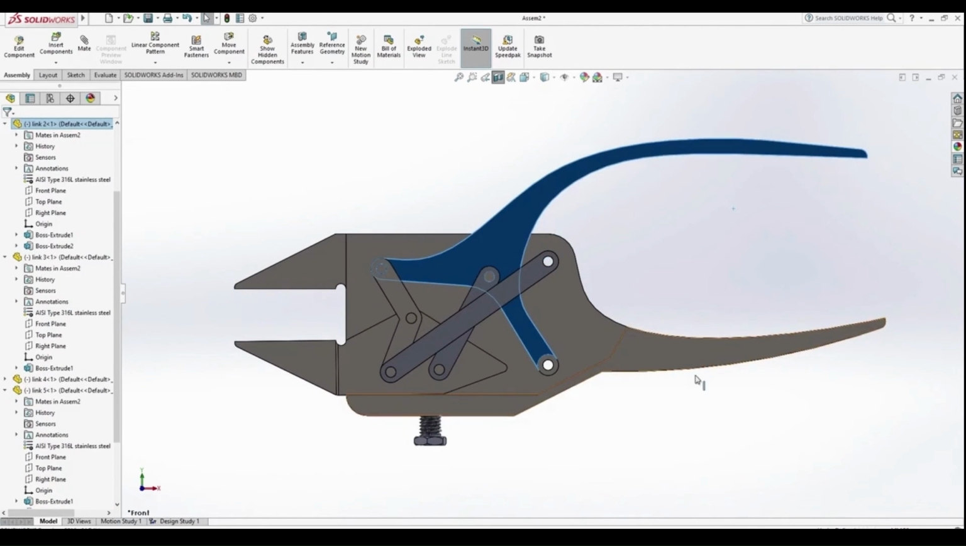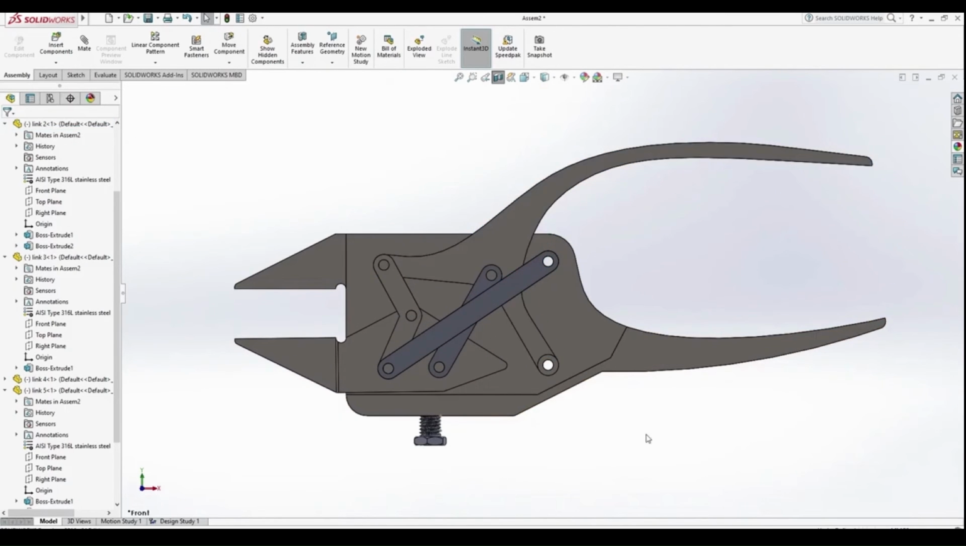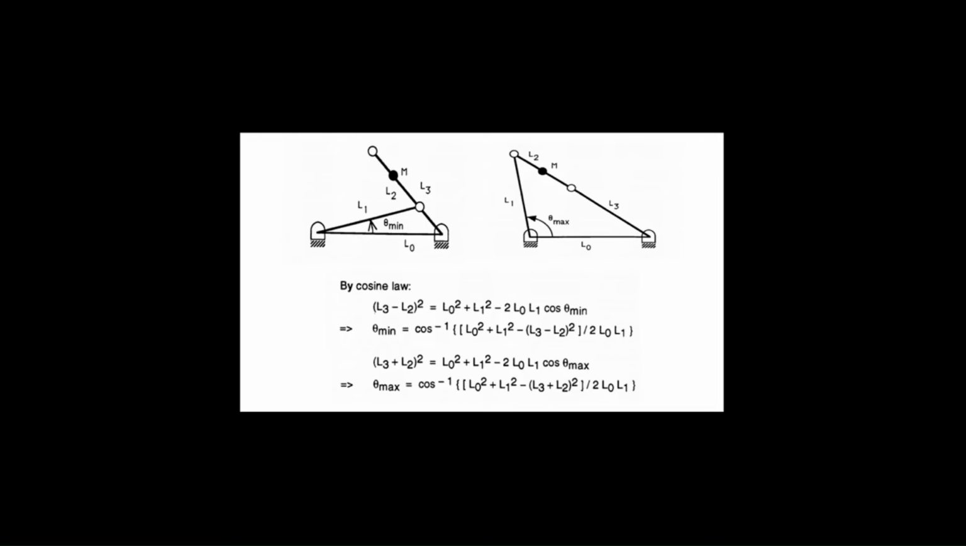To understand the functioning of the parallel jaw pliers, we must look into the limiting cases of the Chebyshev 4-bar mechanism. Here are the two limiting cases of the Chebyshev 4-bar linkage, which give an estimation of theta minimum and theta maximum from cosine laws. We get (L3 minus L2) whole square equals L0 square plus L1 square minus 2 L0 L1 cos theta minimum. It implies that theta minimum equals cos inverse of (L0 square plus L1 square minus (L3 minus L2) whole square) by 2 L0 L1.